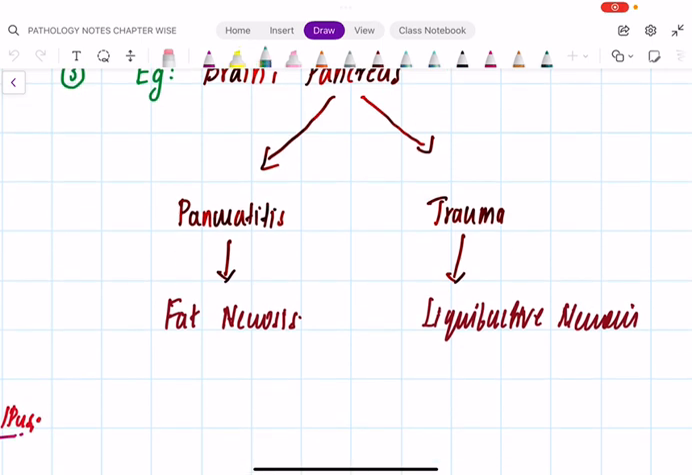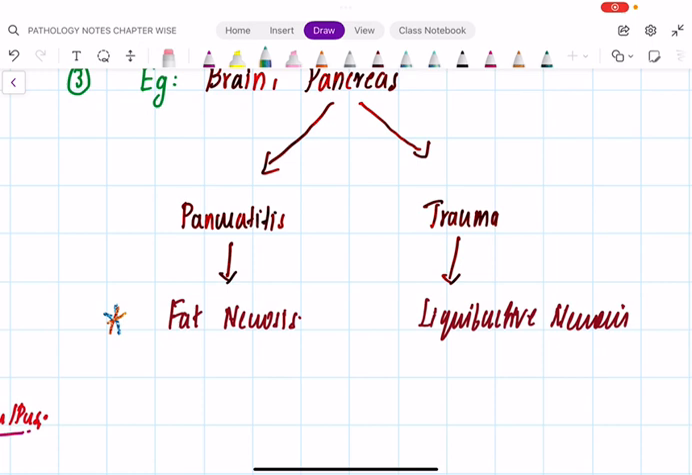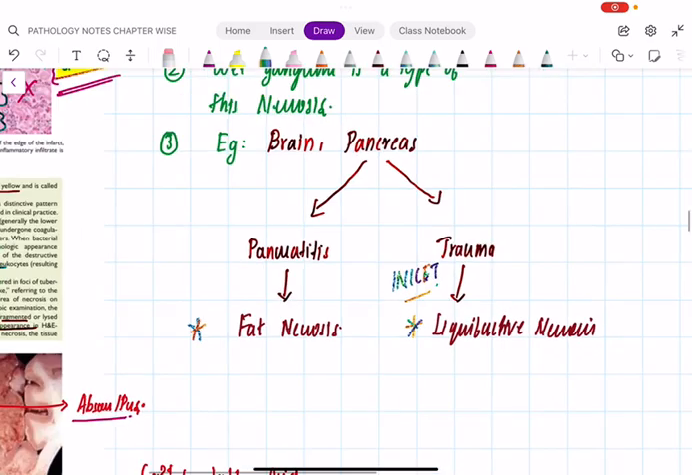It is actually again a high yield concept. They may ask it in INICET and all those exams. So pancreas can undergo both types of necrosis: fat necrosis in case of acute pancreatitis, and in trauma it will go for liquefactive necrosis. I hope things are clear for you.